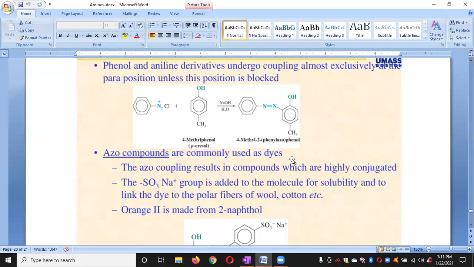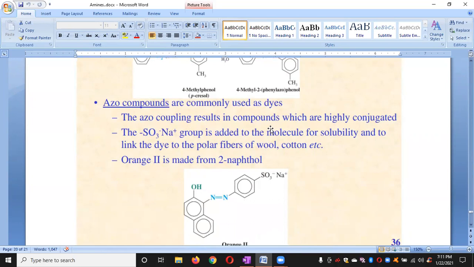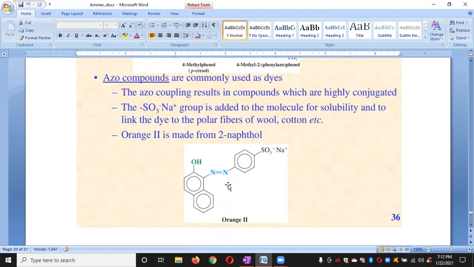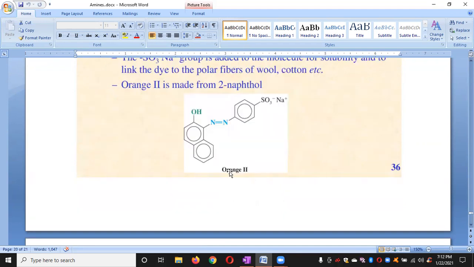So azo compounds are commonly used as dyes. These azo couplings result in compounds that are highly conjugated. See, for example, the methyl orange indicator. So this is the methyl orange indicator. Indicators are also one type of dye, color-imparting substances. A sodium sulfonate group is added to the molecule for solubility, so our methyl orange indicator is soluble in water. Why? Because here we have this polar group. So these are the indicators.